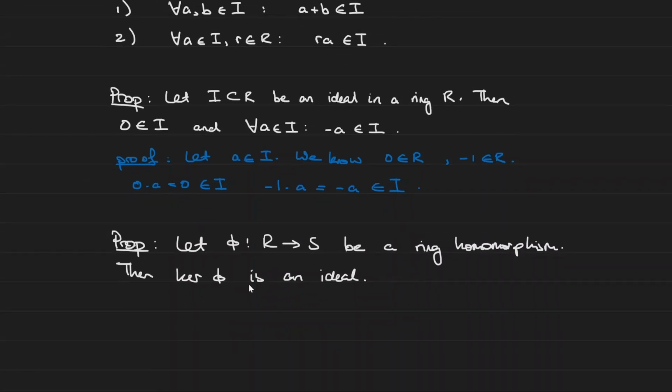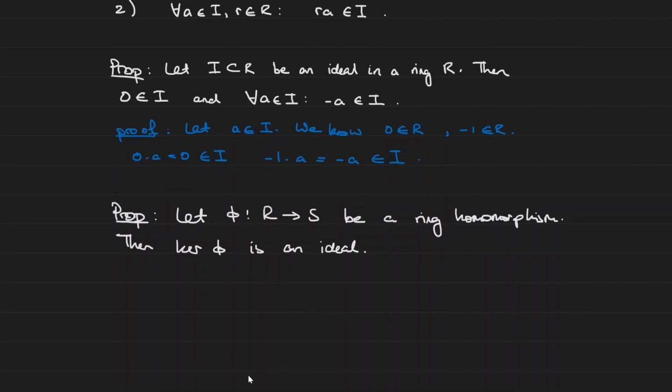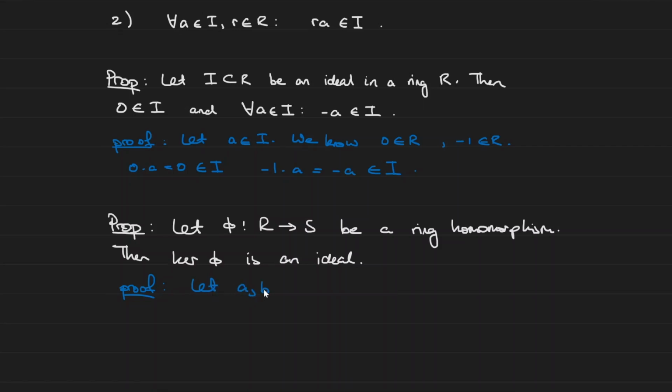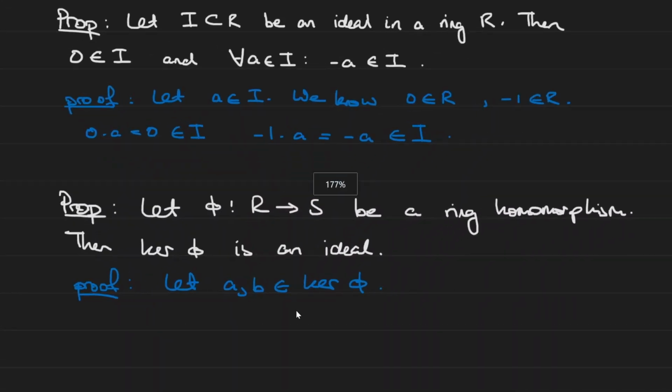The kernel of a ring homomorphism is not a subring. Instead, it's something called an ideal. And we've just defined that, so let's give a proof of this. We just simply need to check those two conditions. First of all, we're going to let A and B be inside of this kernel. And we want to show that the sum is also inside of the kernel as well.